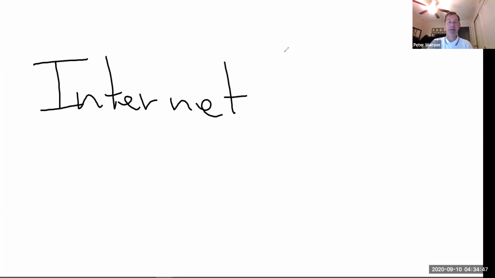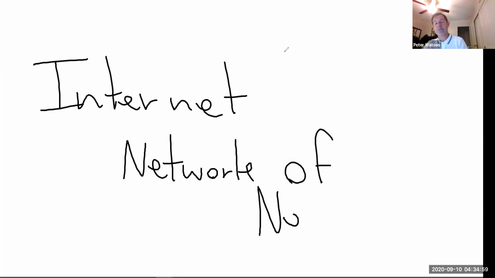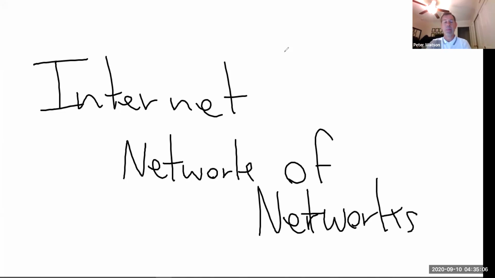And I'm going to define the internet as being a network of networks. It will be on the test. So the internet is defined as being a network of networks. Now, what does that mean?